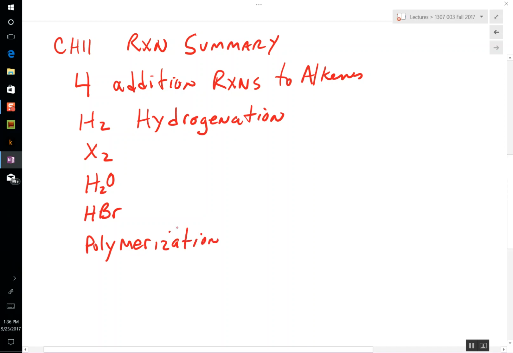You should be aware of, you don't need to write out a bunch of reactions, but know that you can take a double bond and polymerize it. And ethylene becomes polyethylene.